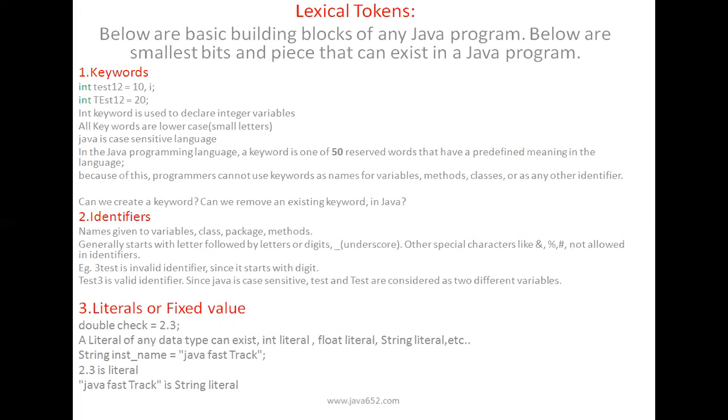So let us start from the foundation. There are 6 types of tokens. One is keywords, then identifiers, and literals. The other 3 we'll see next. So are all of them clear on keywords? Do I need to skip or explain?